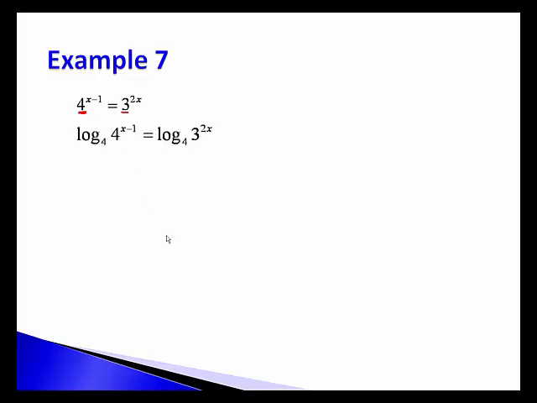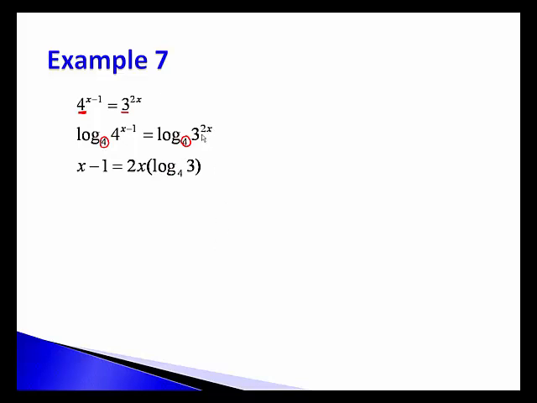So we'll take a log base 4 of 4 raised to the x minus 1. But you need to remember, on the right-hand side, you still have to take a log base 4. You must do the same thing to both sides of the equation. You can't take a log base 4 over here and a log base 3 over here. So over here I have a log base 4 of 3 raised to the 2x power. Well, on the left-hand side, that comes out really nicely to x minus 1.